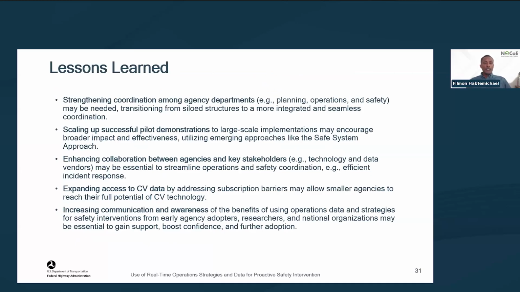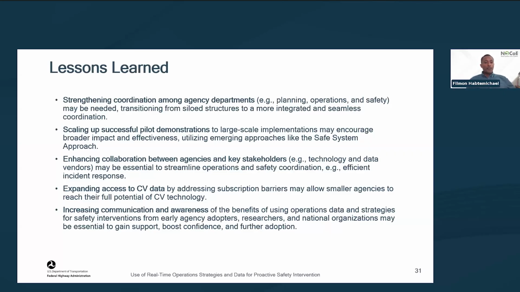A few of the lessons learned. The first one is obviously we need to strengthen coordination among agency departments or divisions. We have the planning division, we have the operations and the safety and so on. All these different divisions within the same agency need to talk to each other so that there is seamless coordination and a seamless flow of information between them. Scaling up successful pilot demonstrations is also what's needed.